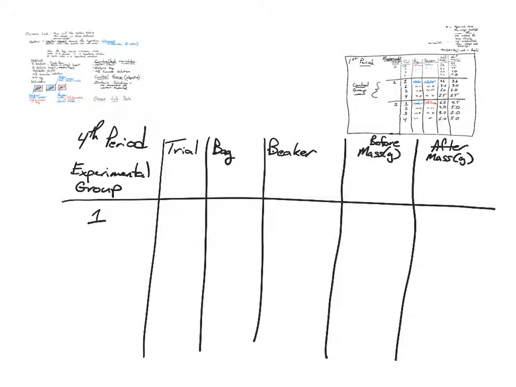Experimental group one, remember, was what? Hypotonic meaning what? Water in the beaker. So the environment was hypotonic, so that was good. And 10% sucrose was in the bag.